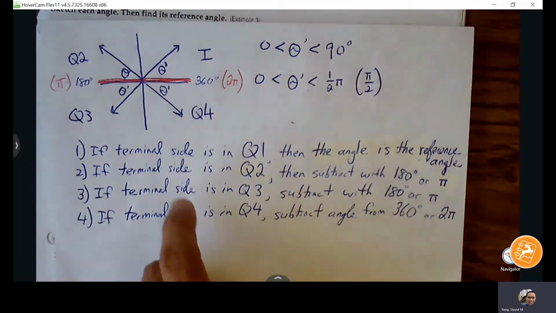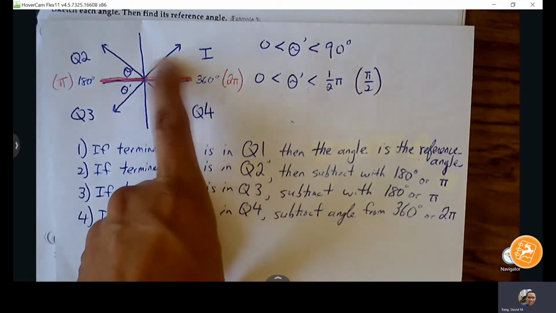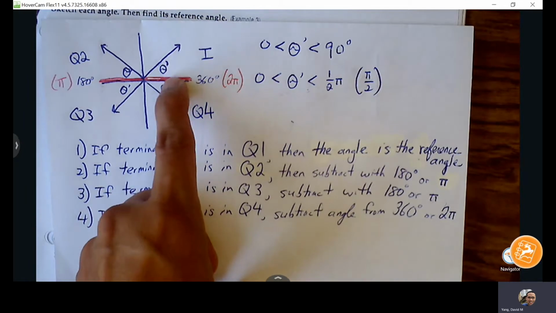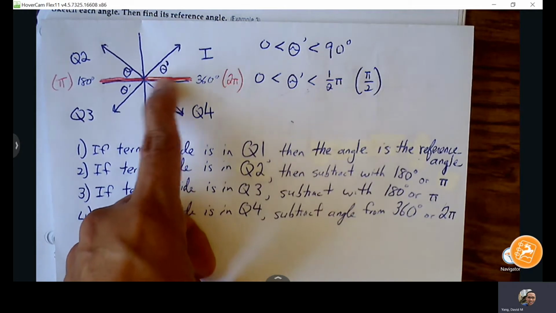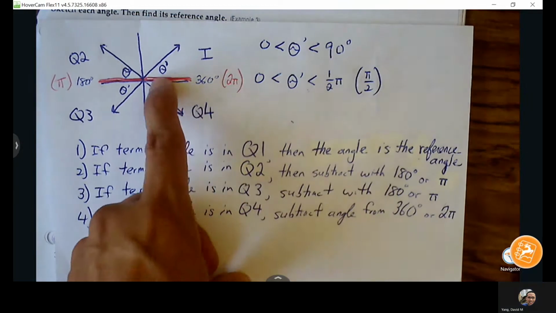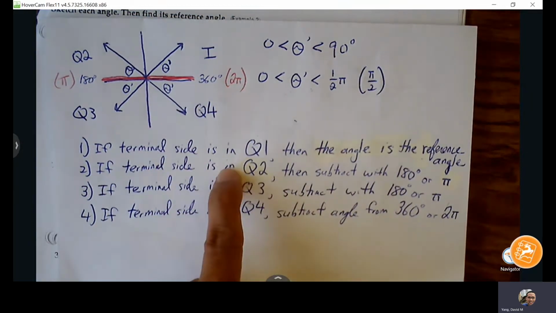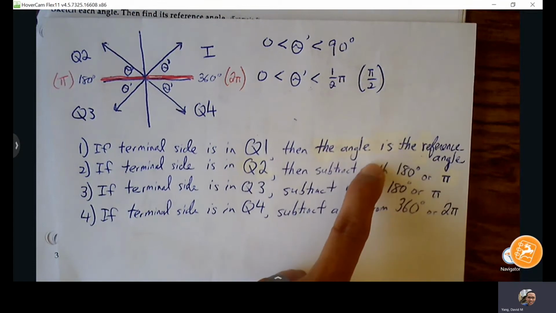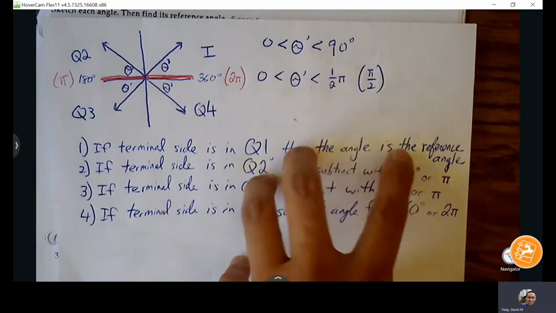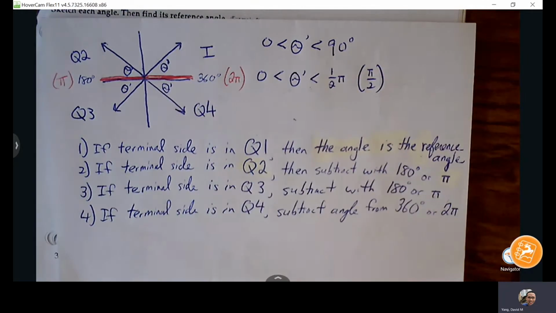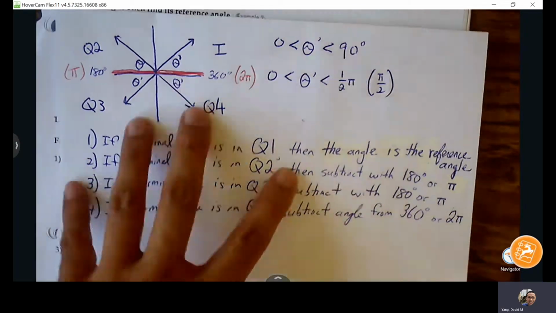The idea with reference angles is that, depending on where your terminal side is, our reference angle is always going to be that angle measure between the terminal side and the closest x-axis that you see. So if your terminal side is in the first quadrant, then your angle is the reference angle. There's nothing more you have to worry about. If you see 60 degrees here, your reference angle is 60 degrees, because a reference angle just has to be positive and has to be between 0 and 90 degrees. I'll talk about radians a little bit later. Let's just review degrees first.